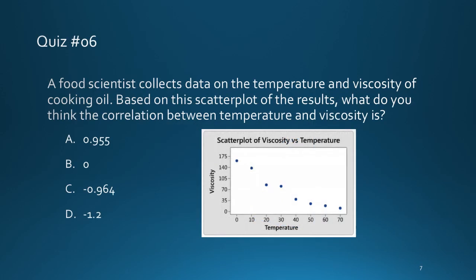Number six: a food scientist collects data on the temperature and viscosity of cooking oil. Based on these scatter plots of the results, what do you think the correlation between temperature and viscosity is? 0.955, 0, minus 0.964, or minus 1.2?